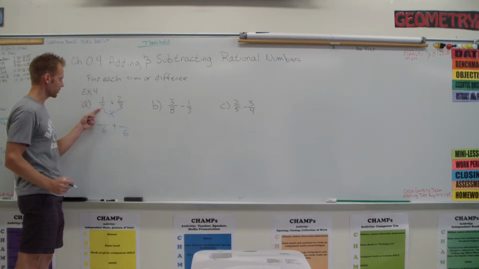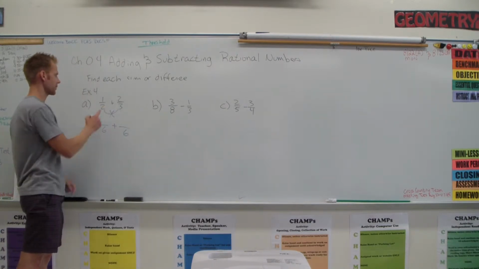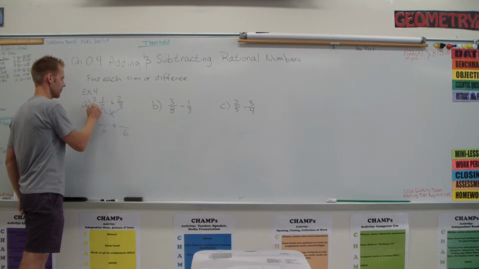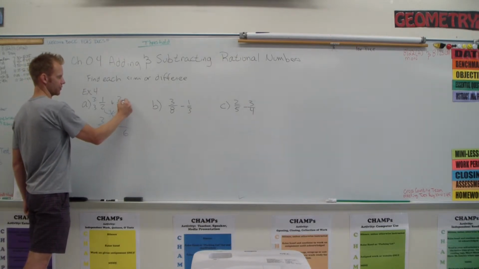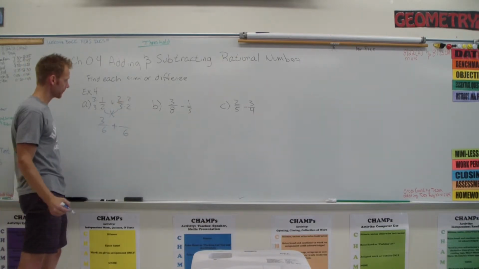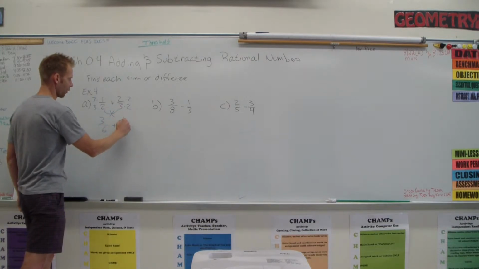Well, what do you multiply 2 by? You multiply it by 3. So you multiply the numerator also by 3. 1 times 3 is 3. And over here, we multiply this by 2, so we multiply the top by 2. And so 2 times 2 is 4.